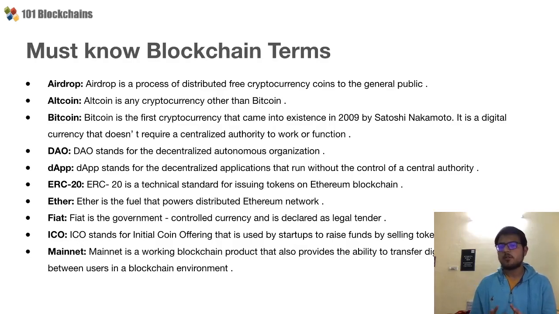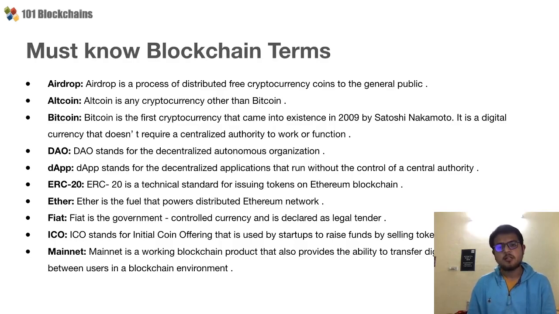Now, I would like to introduce some must-know blockchain terms. First is airdrop. Airdrop is a process of distributing free cryptocurrencies to the general public. Altcoin. Altcoin is a cryptocurrency basically other than Bitcoin. So every cryptocurrency that you might see, like Ethereum, Ripple, or Quorum, whatever you see.